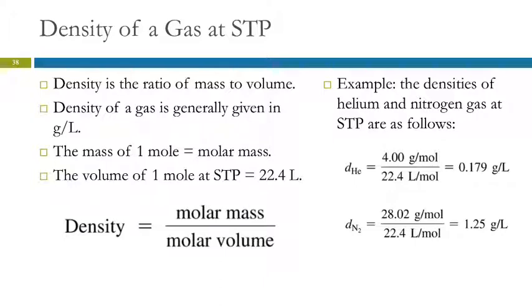And one of the ways you can do this is, say, well, 1 mole is going to have the mass equal to the molar mass for that, right? The mass of 1 mole is the molar mass. We know how to calculate that. At STP, the volume of 1 mole of gas is always going to be 22.4 liters. So at STP, we can calculate the density of a gas very easily by taking the density here.